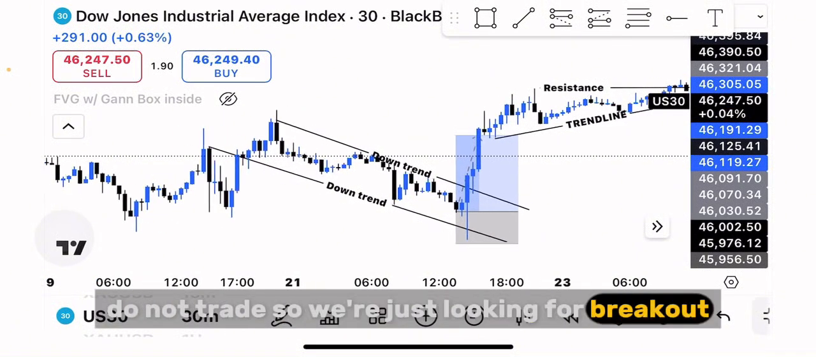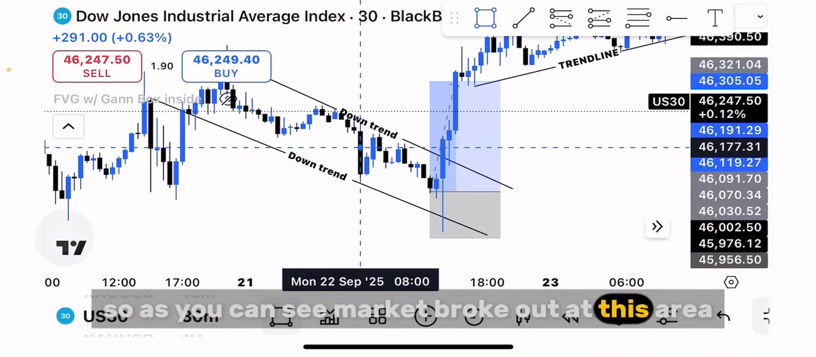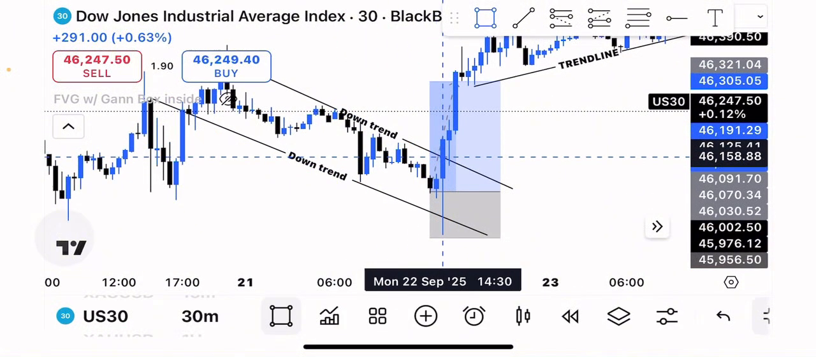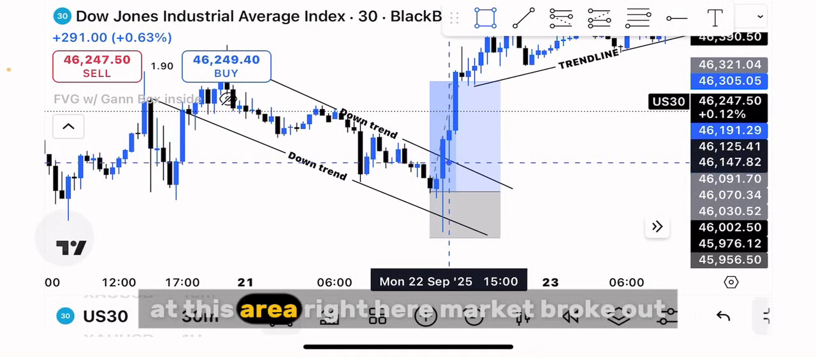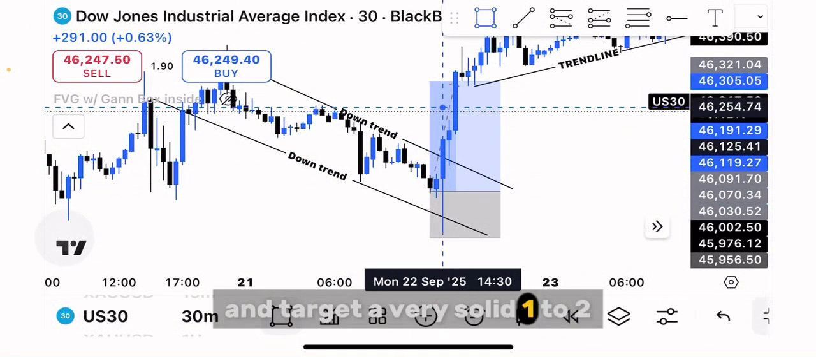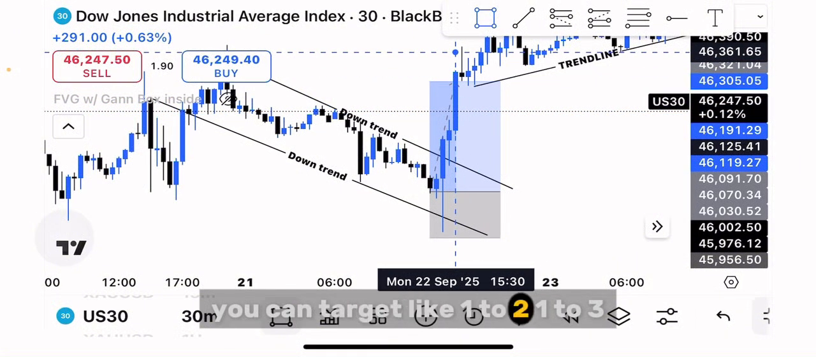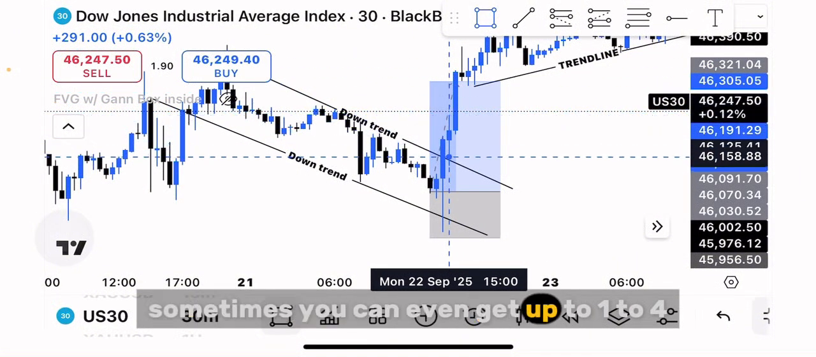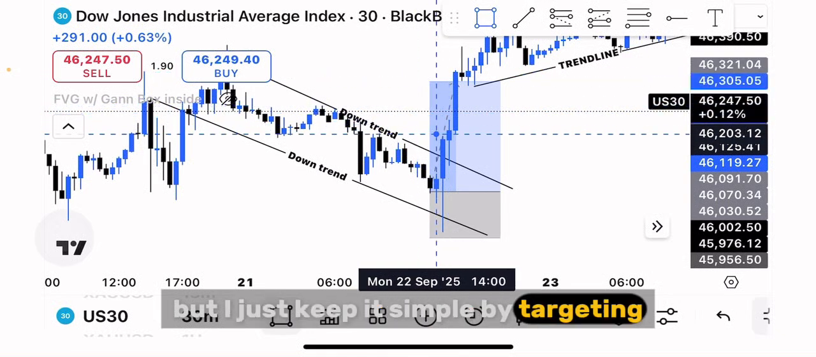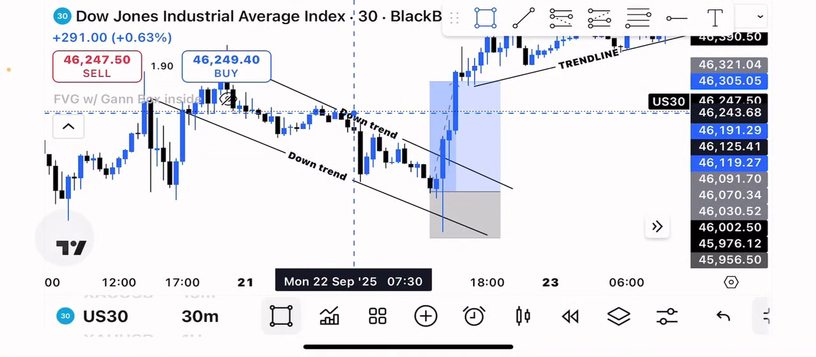So I was just looking for a breakout. As you can see, the market broke out at this area. At this area right here, market broke out. So I just entered my trade from here. Target a very solid 1 to 2. So in this particular strategy, you can target like 1 to 2, 1 to 3. Sometimes you can even get up to 1 to 4, but I just keep it simple by targeting 1 to 2 risk reward. So there was a downtrend.